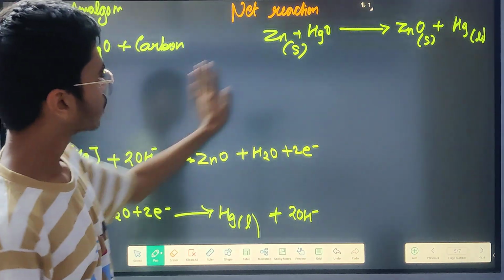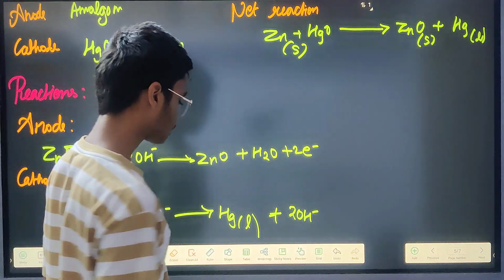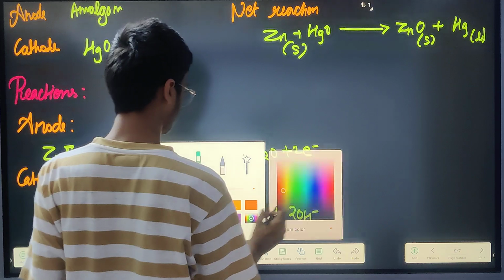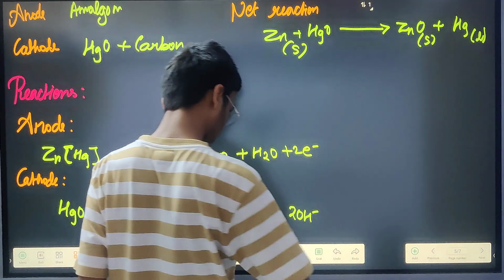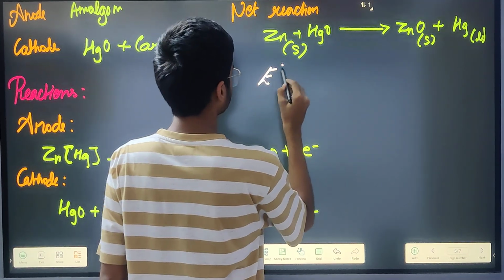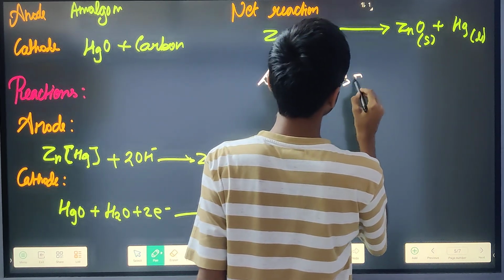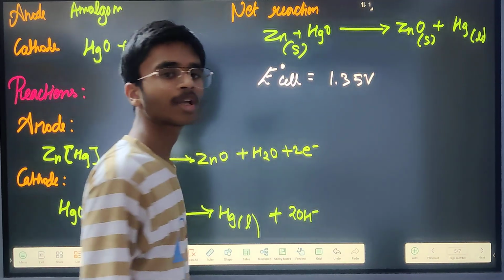So this is what the net reaction is and its potential. There it was 1.5. Here E0 value, E0 cell or E cell. E0 cell is going to be 1.35 volts. Okay, it's going to be 1.35 volts.